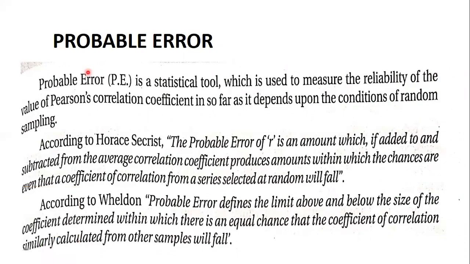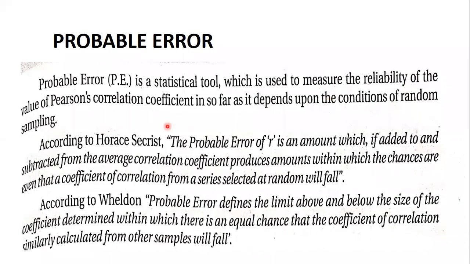So probable error is a statistical tool which is used to measure the reliability of the value of Pearson's correlation. So we find the r value, that is the correlation coefficient value, but we also draw conclusions based on the r value. Now, how will we know if that conclusion is correct or not? That can be understood by calculating probable error.